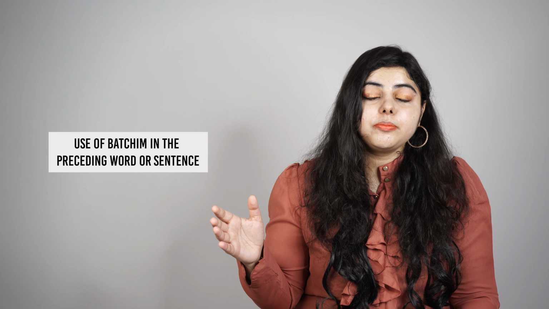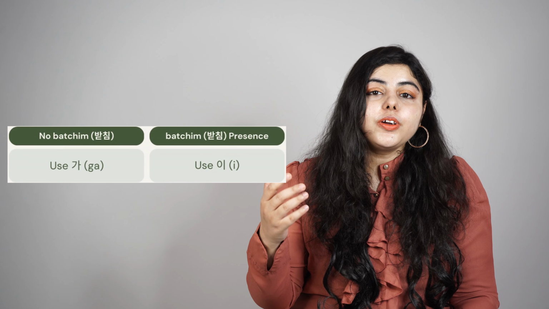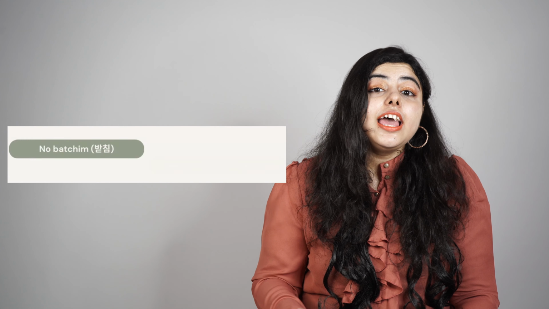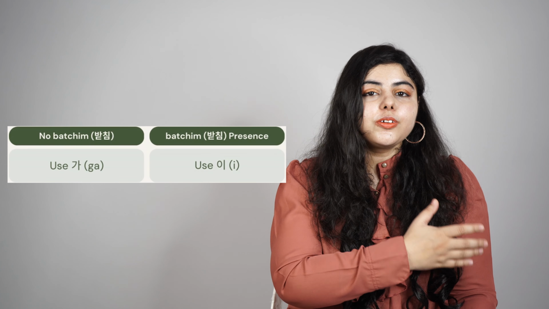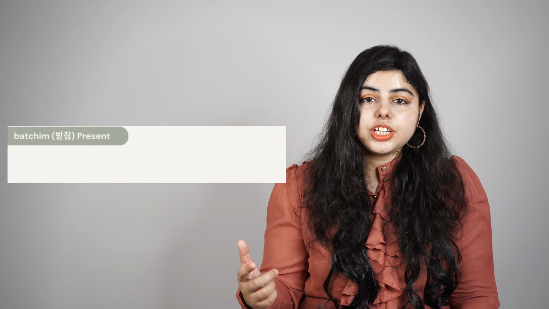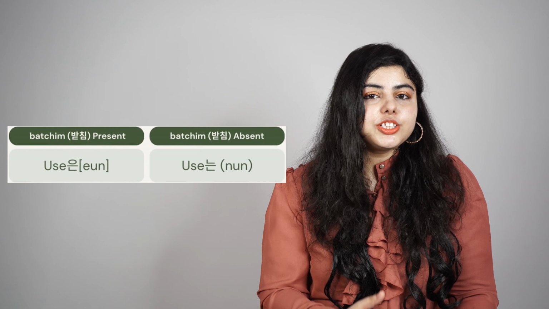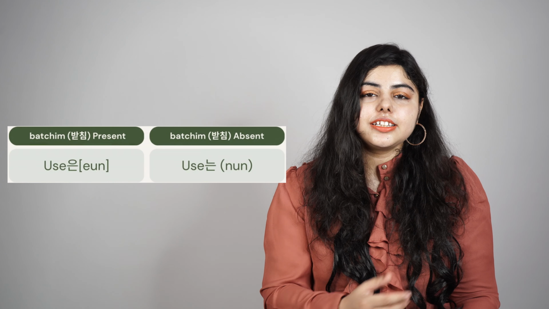Like in my last video, I explained that the use of e and ka is determined by the presence of hachim in the preceding word or letter. So in absence of hachim, you are going to use the ka particle, and in presence of hachim, you are going to use the e particle. Similarly, in presence of hachim, you are going to use the un particle, while in absence of hachim, you are going to use the nun particle.